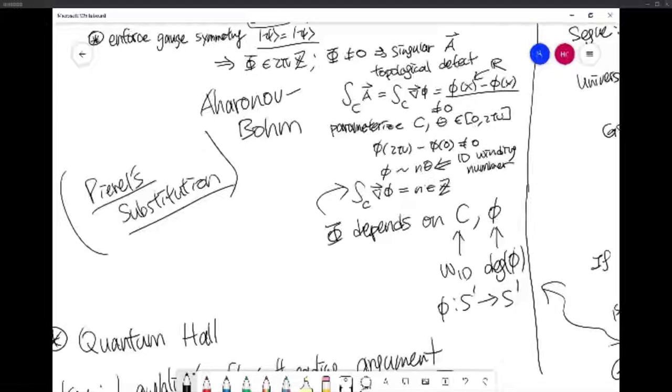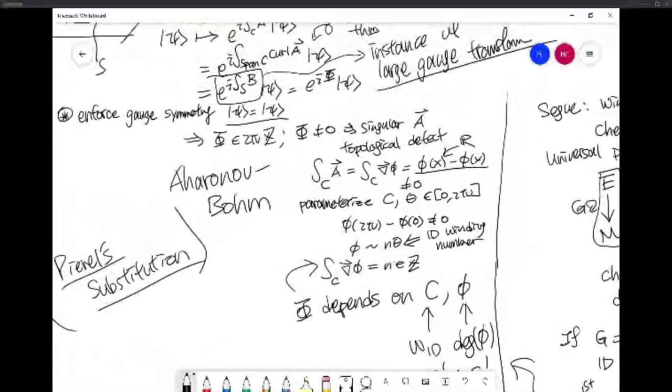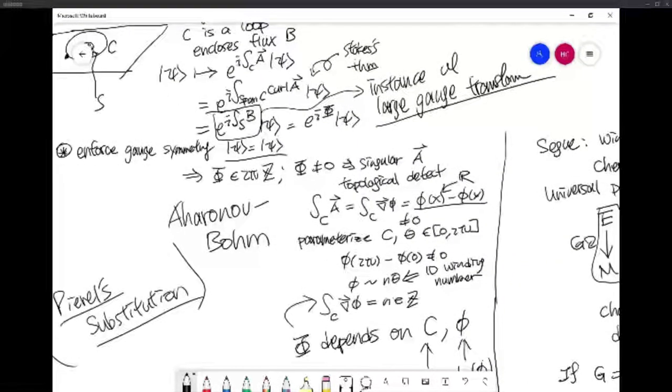But at the same time, don't we not care if a state is changed by a phase? Don't we identify all different phases of a state to be the same physical state? Yeah, but when the phase that you acquire has a physical meaning, the phase identification procedure is a bit more subtle. The point is that you only require, as you said, your states to return to the same band, or the same ray of states, after a gauge transformation.